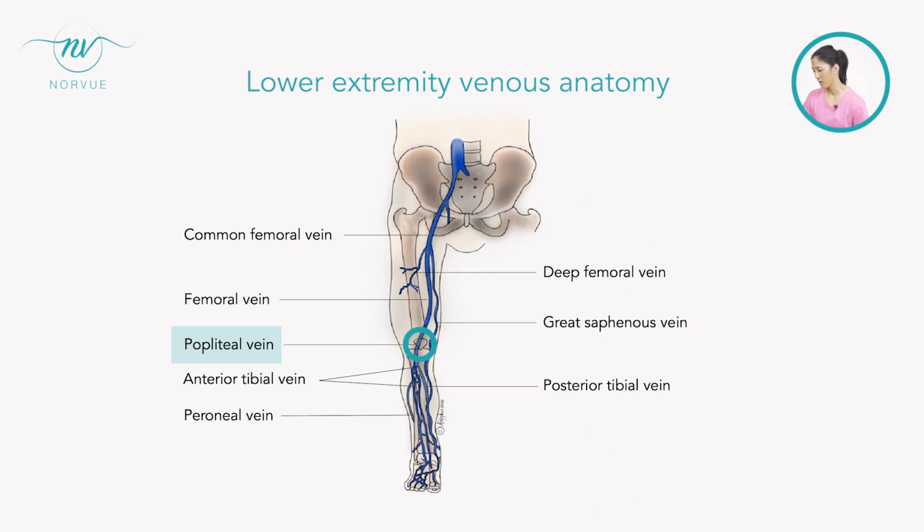The first one is the anterior tibial vein, which is located anteriorly in the calf. Then you have the posterior tibial vein, which is located posteriorly in the calf. And the last one is the peroneal vein, which is located laterally in the calf. These three calf veins are pretty small, so it might be difficult to visualize them on the ultrasound examination.